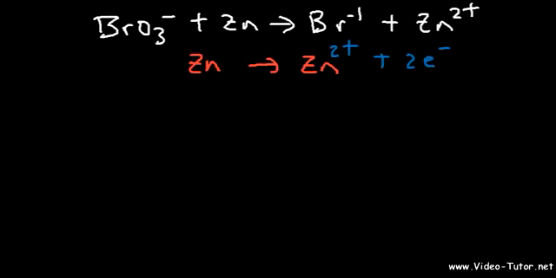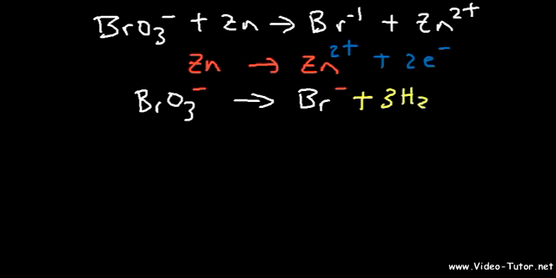Now let's look at the second half reaction. We have bromate converted into bromide. We can't add electrons yet because we have to balance the number of atoms. We have 3 oxygen atoms on the left side, so we need to add 3 water molecules. The oxygen atoms are balanced, but notice that we have 6 hydrogen atoms on the right side, so we need to add 6 H+ ions on the left side. Now the atoms are balanced.